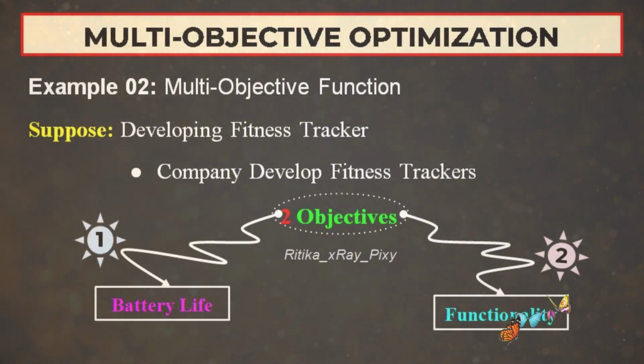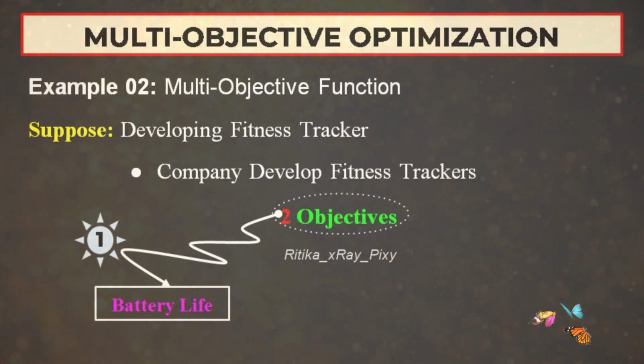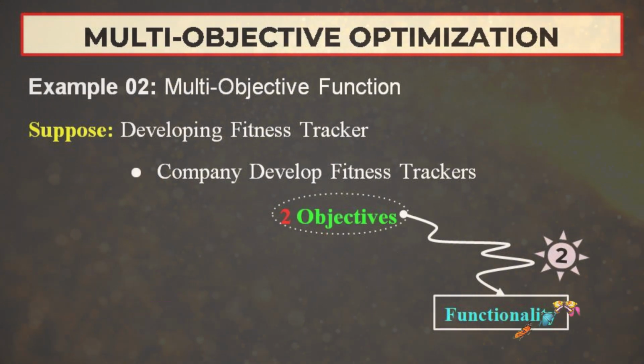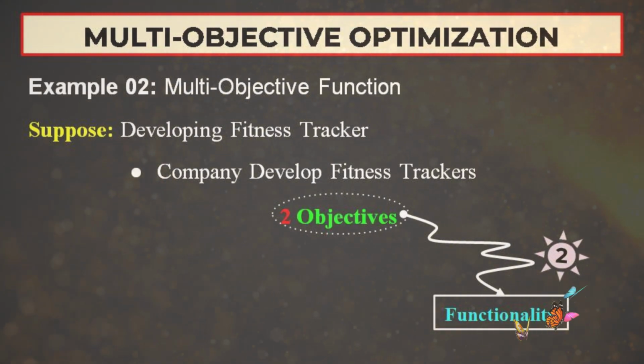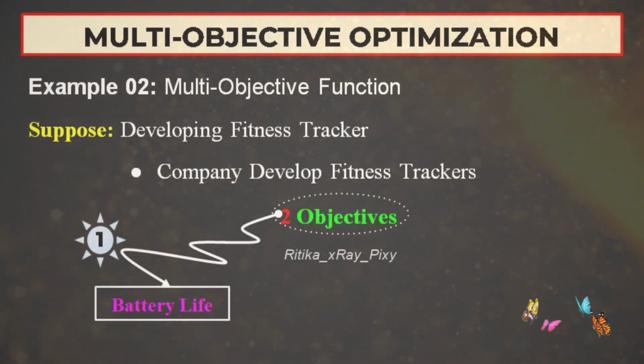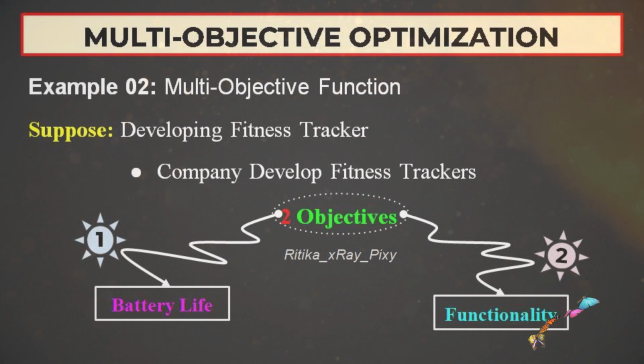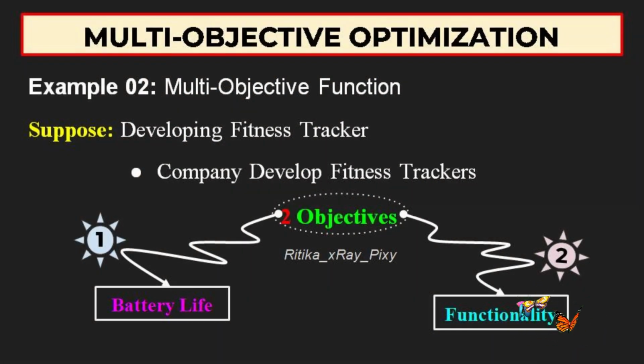We need to make a balance between both objectives. If you focus only on the battery life, then it will affect its functionality. And if you focus only on its functionality, then it will affect the fitness tracker's battery life. So we need to make a proper balance between both objectives.